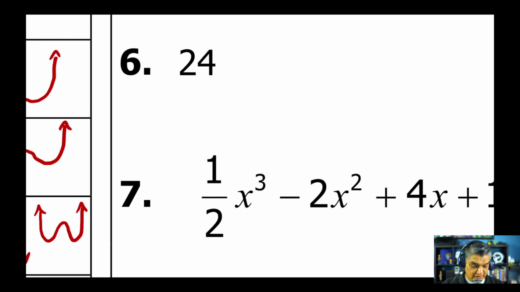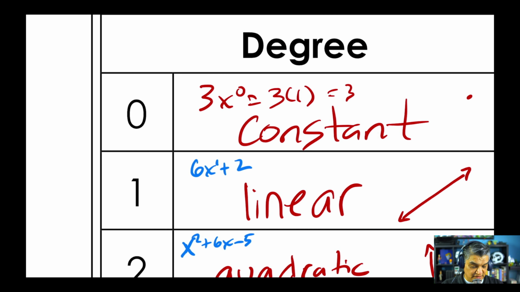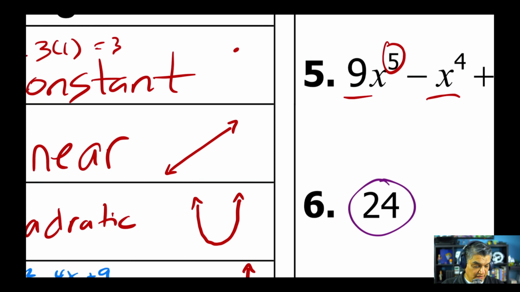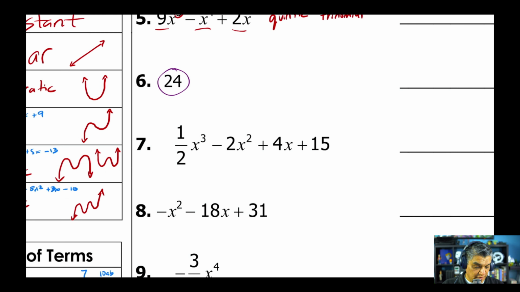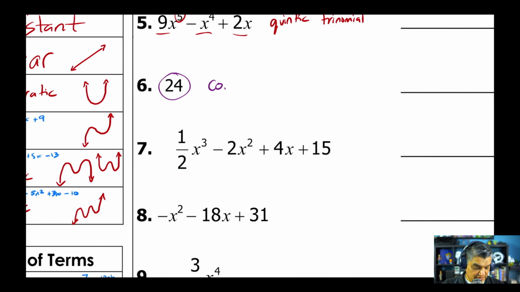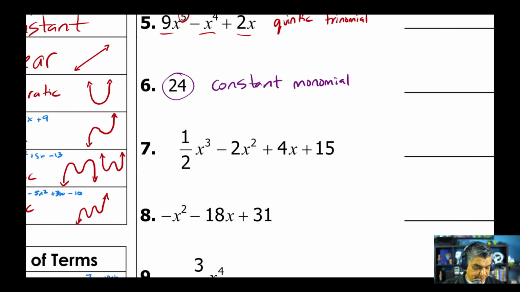So the first thing is there is no power. There is no variable. So if I have no variable, that means the degree is 0, because it's x to the 0. It's a constant. And it's one term, so it's a monomial. So this is a constant monomial. Mister, why don't you write on the line? Oh, because I want to put it right next to it.